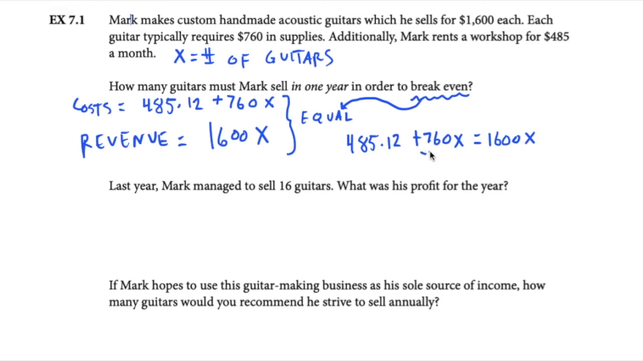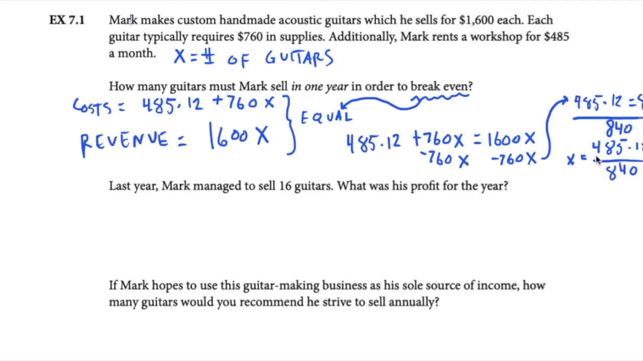Let me subtract 760x from both sides. Now I can divide both sides by this 840 in order to isolate x. I apologize that my 4s kind of look like 9s here. But let's go ahead and divide both sides by 840. Doing this calculation, I get an approximate x value of 6.93. Remember, x counts the number of guitars, so I don't think he can sell 0.93 of a guitar. So I'm going to round up, and say that he has to sell 7 guitars in order to break even.